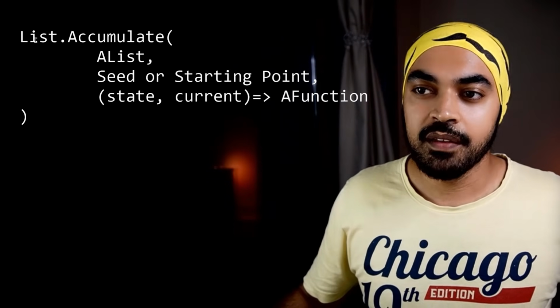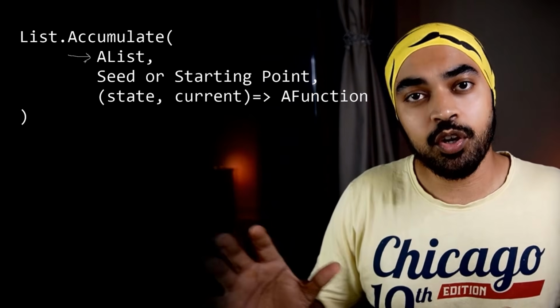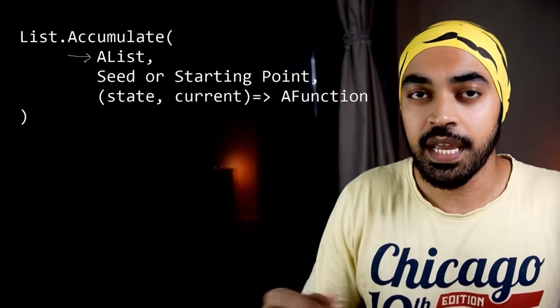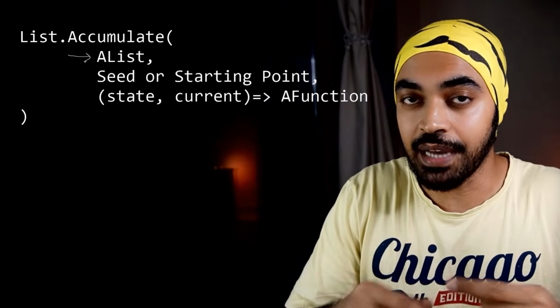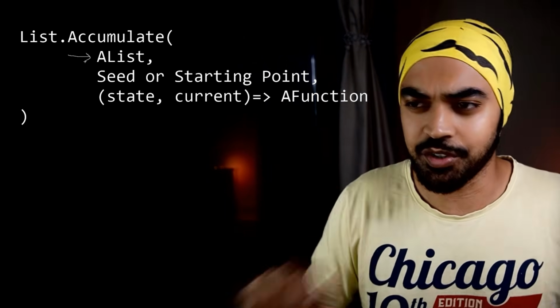Please take a look. The List.Accumulate function, as the first part, asks you for a list. And the List.Accumulate function is an iterator function. It can loop through every single item of the list and can accumulate the result over the next item. What do I mean by that? I'll just help you understand.